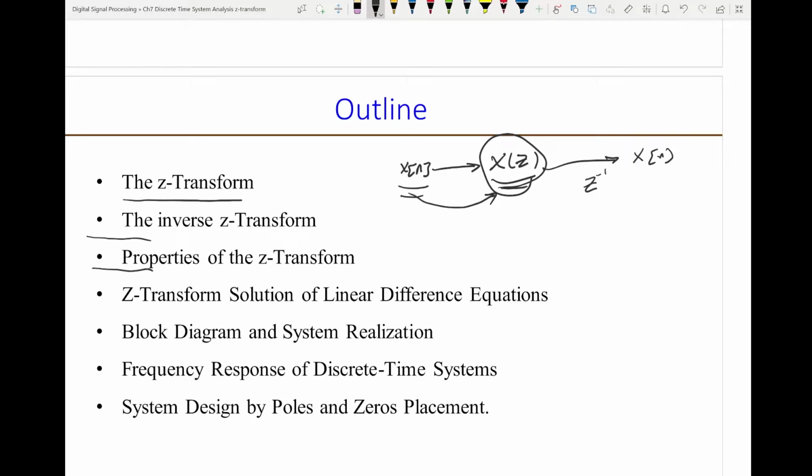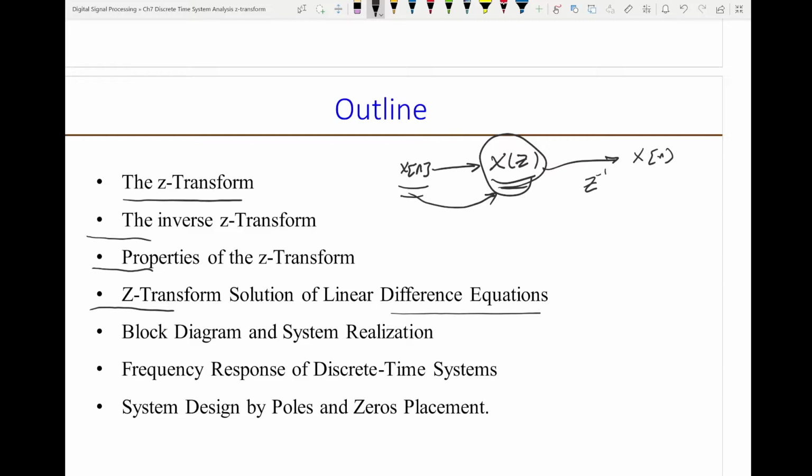The next topic will be the properties of the Z transform. We're going to learn about time shifting, scaling, and converting a difference equation to the Z domain. And these properties will help us to understand more about the signal and use some of these properties for system analysis. For example, in this topic, we will use the difference equations property.